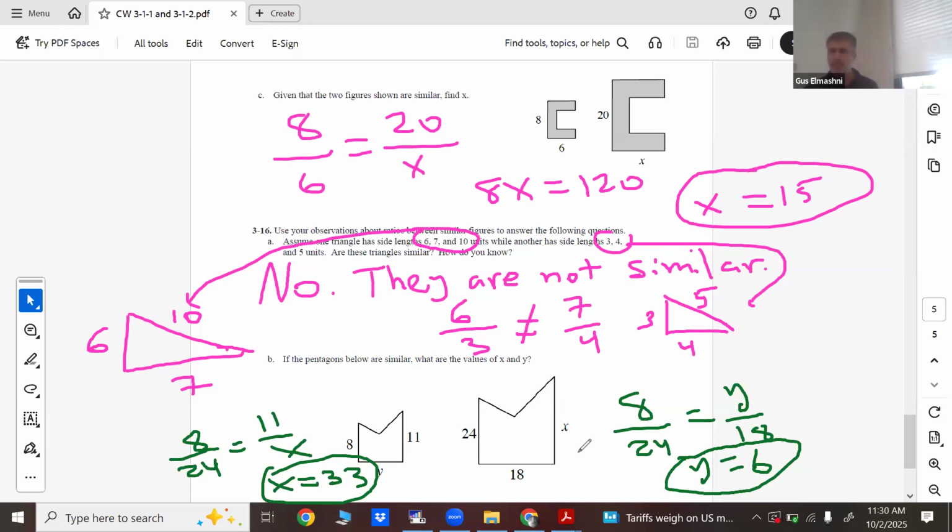Are we supposed to do 3? Is that for 360? Yeah, that's 316. Let me explain that one. For 316, the answer is no. They're not similar. Here's the reason why. If I drew each triangle, 6, 7, 10 and 3, 4, 5, and compared.